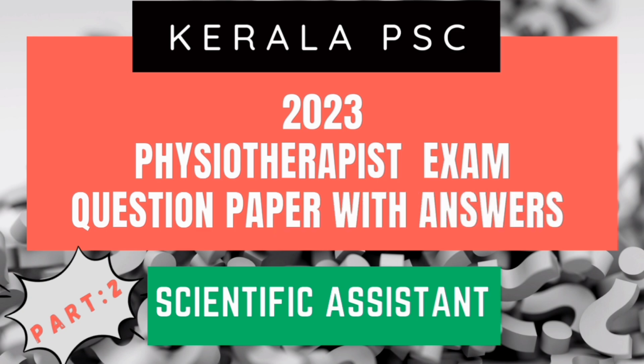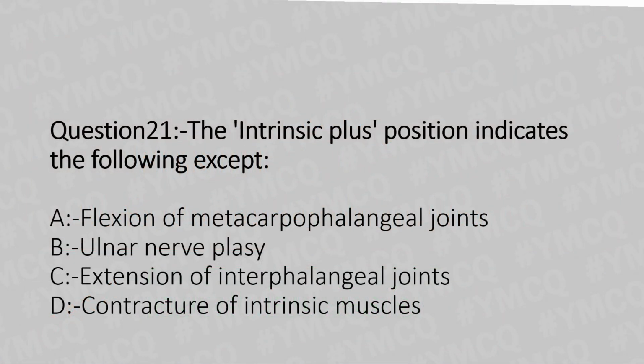Now let's move to question number 21. The intrinsic plus position indicates the following except: option A, flexion of the metacarpophalangeal joints; option B, ulnar nerve palsy; option C, extension of interphalangeal joints; option D, contraction of intrinsic muscle. And the answer is option B, ulnar nerve palsy.